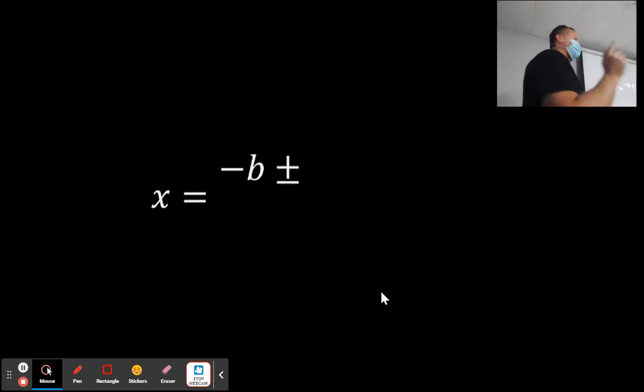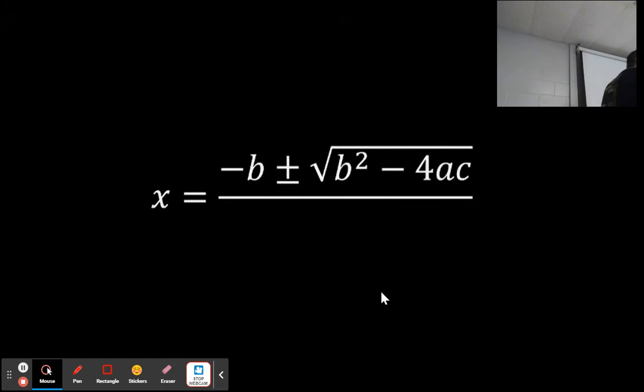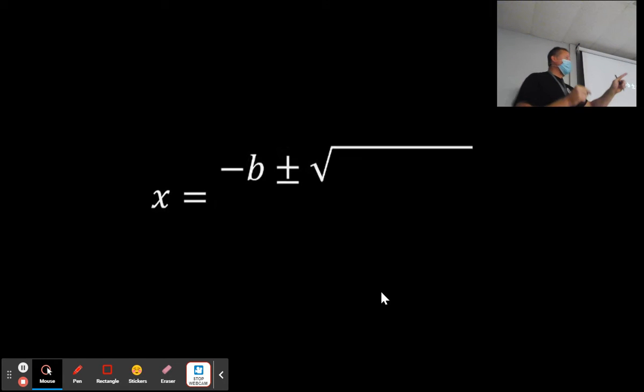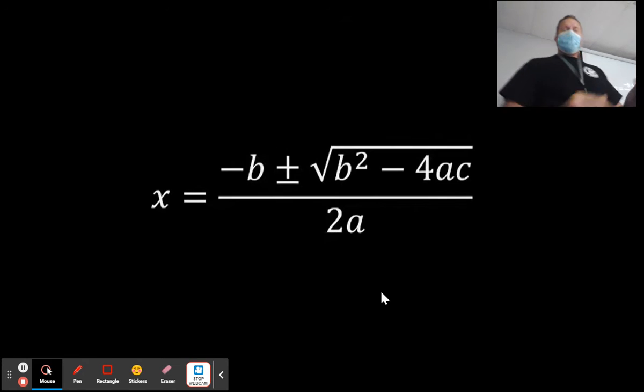Negative b plus or minus the square root of b squared minus 4ac all over 2a. X is equal to negative b plus or minus the square root of b squared minus 4ac all over 2a.